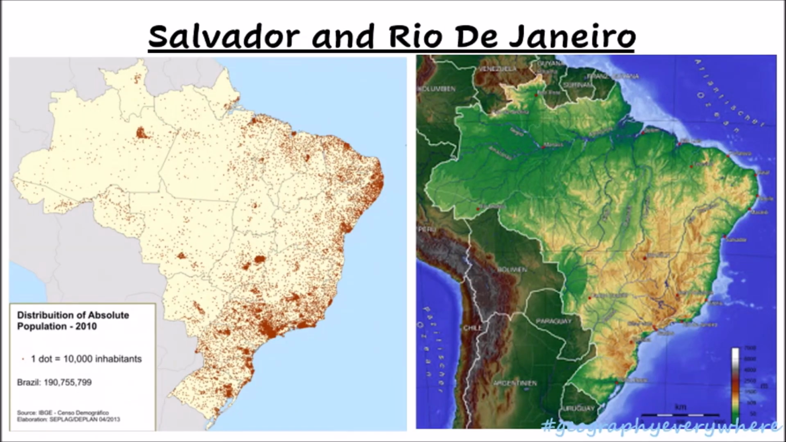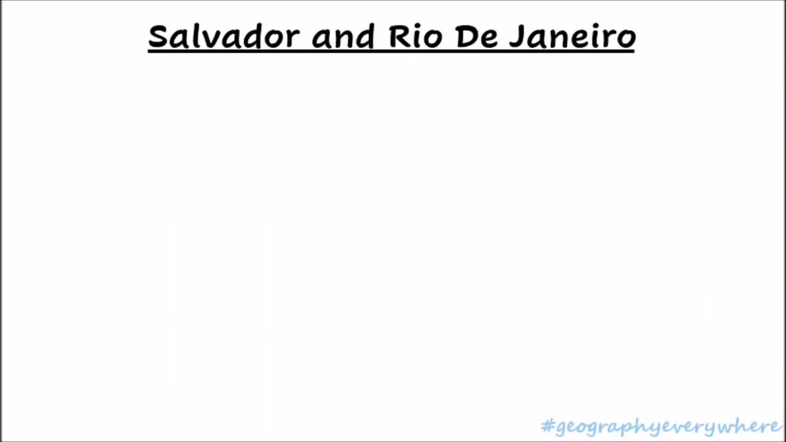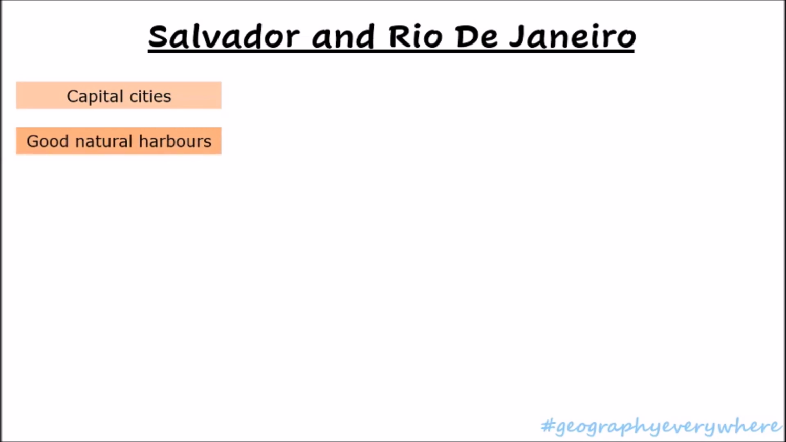Let's look at some cities now. We're going to look at Rio de Janeiro, which is in the southeast, Salvador, which is to the east of Brazil. Looking at the topographic map, you can also see where they are. Why do people live in these cities? Originally, Salvador was the first capital city of Brazil, and later on, Rio de Janeiro became the second capital city. Both of these coastal cities have good natural harbors.